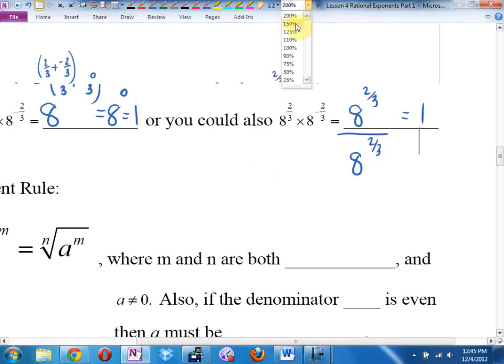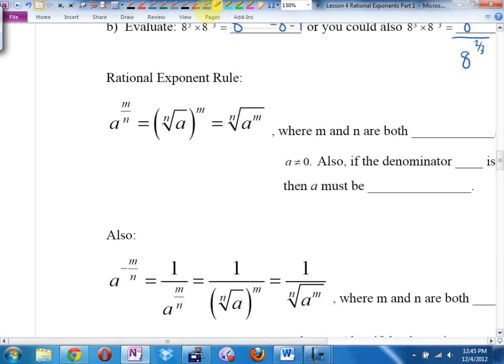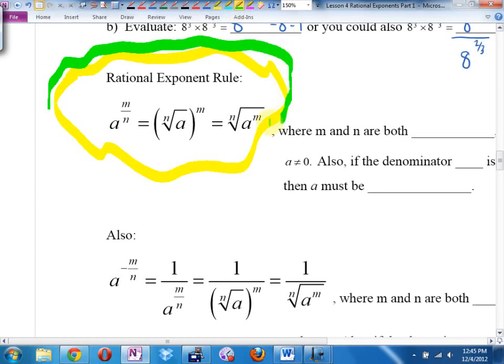And this brings us to today's big rule. This is what you want to draw a big star around. I'm going to highlight it in multicolors. This is where Math 10 exponents begins. This is the rational exponent rule: a to the power of m over n, flower power, is the nth root of a to the m.